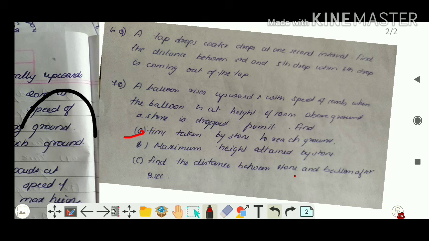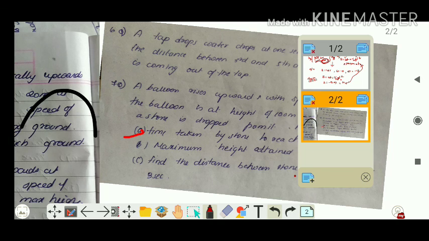The next question is a balloon, right? A balloon rises upwards with a speed of 10 meter per second. When the balloon is at the height of 100 meter above the ground, a stone is dropped from it. Find the time taken by the stone to reach the ground. This is the easiest section. Find the maximum height reached by the stone, and find the distance between the stone and the balloon after 3 seconds, right?